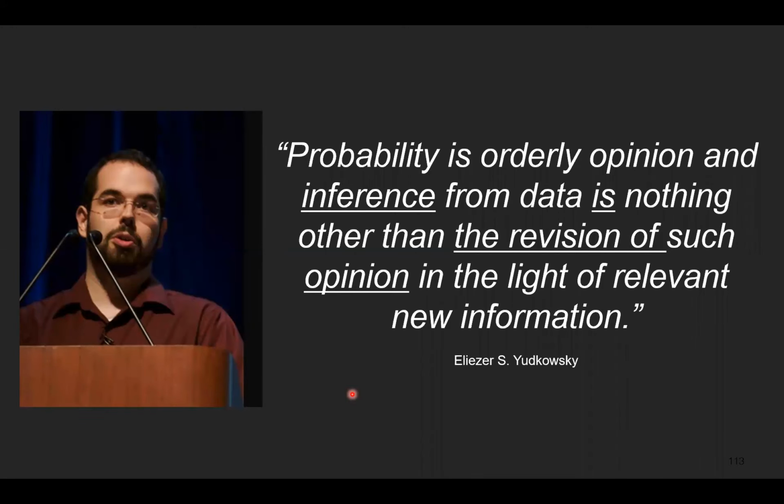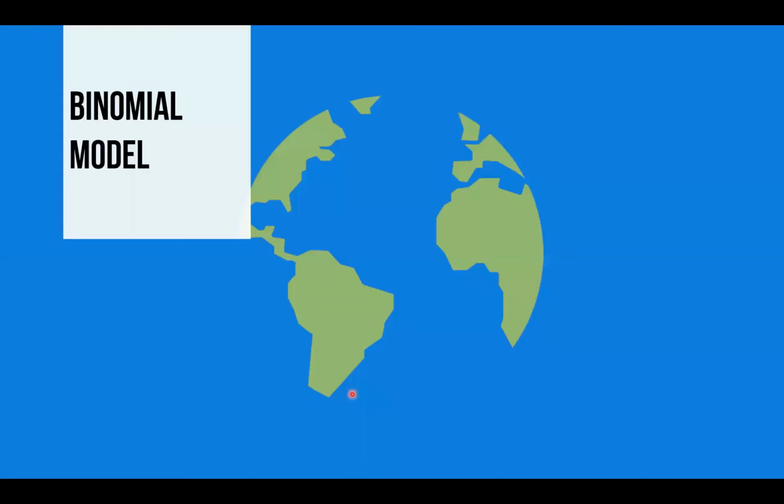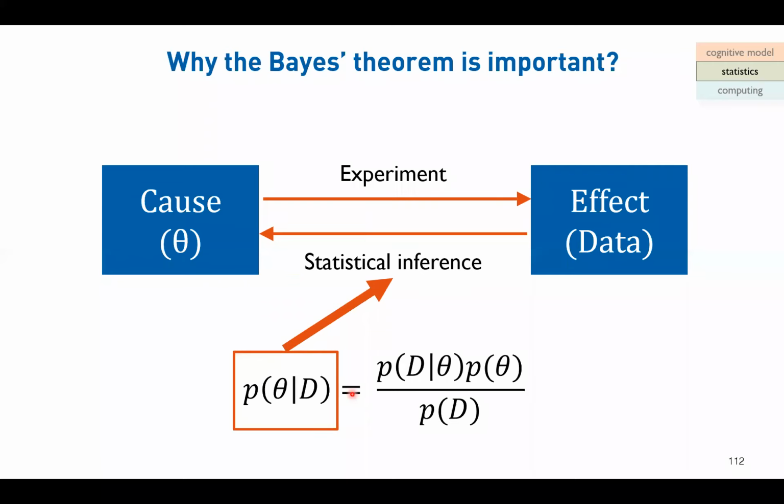So there's a saying that probability is orderly opinion, and inference from data is nothing other than the revision of such opinion in the light of relevant new information. Cool. Any questions? Everything's all right? Still? Good.